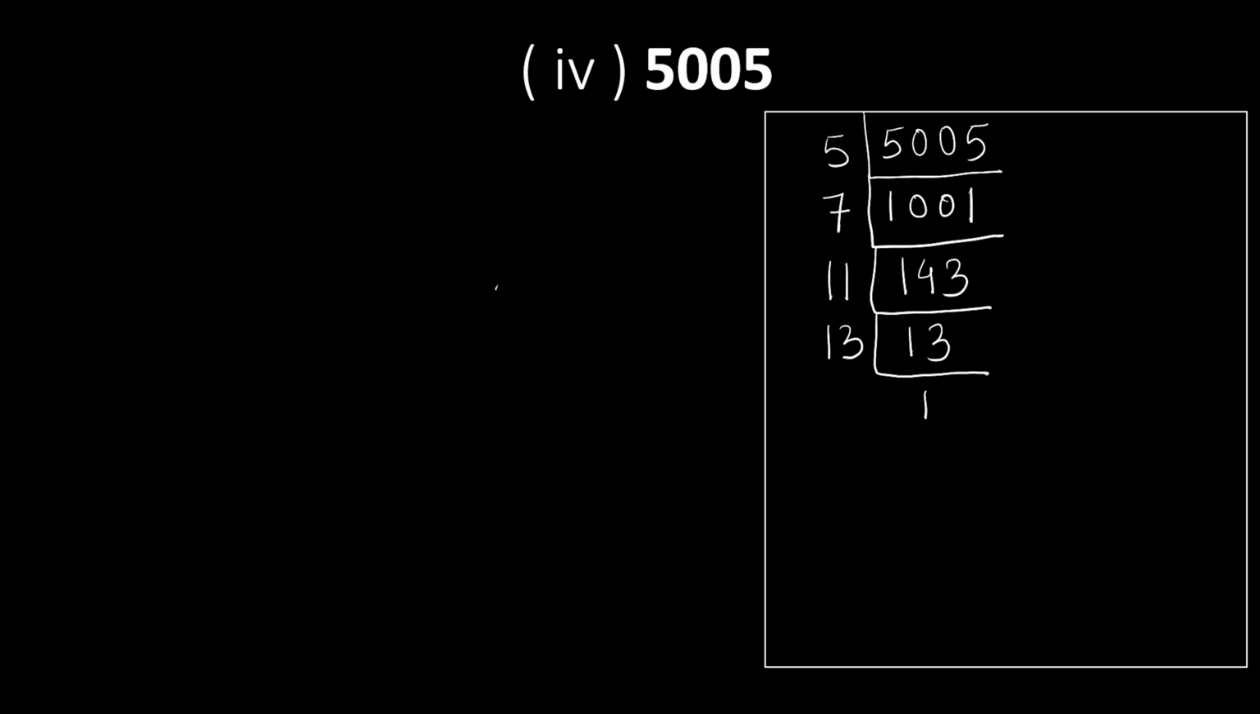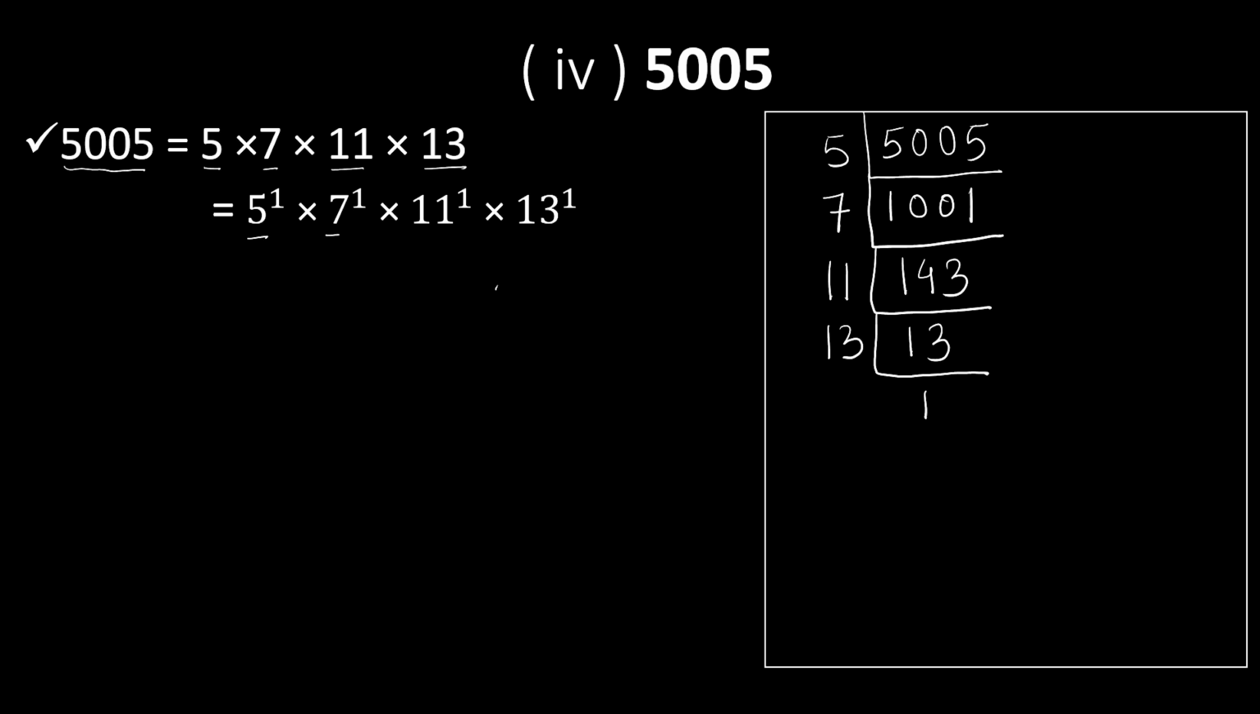So now 5005 can be written as 5005 is equals to 5 into 7 into 11 into 13. Now here every prime factor is occurring once. So we will be writing 5 raised to 1 into 7 raised to 1 into 11 raised to 1 into 13 raised to 1.